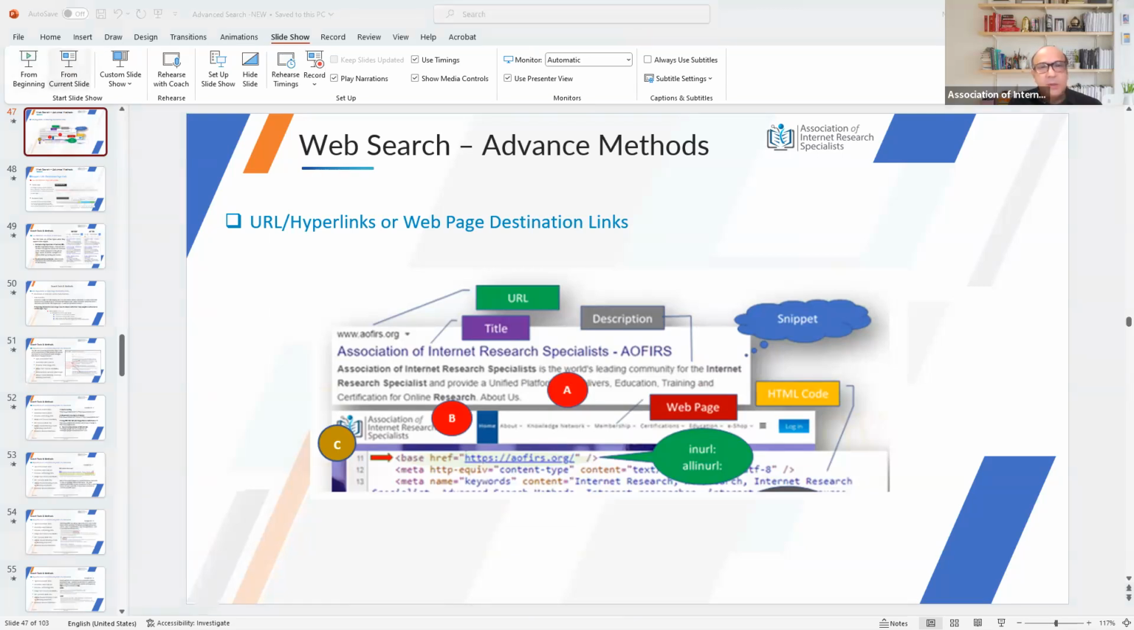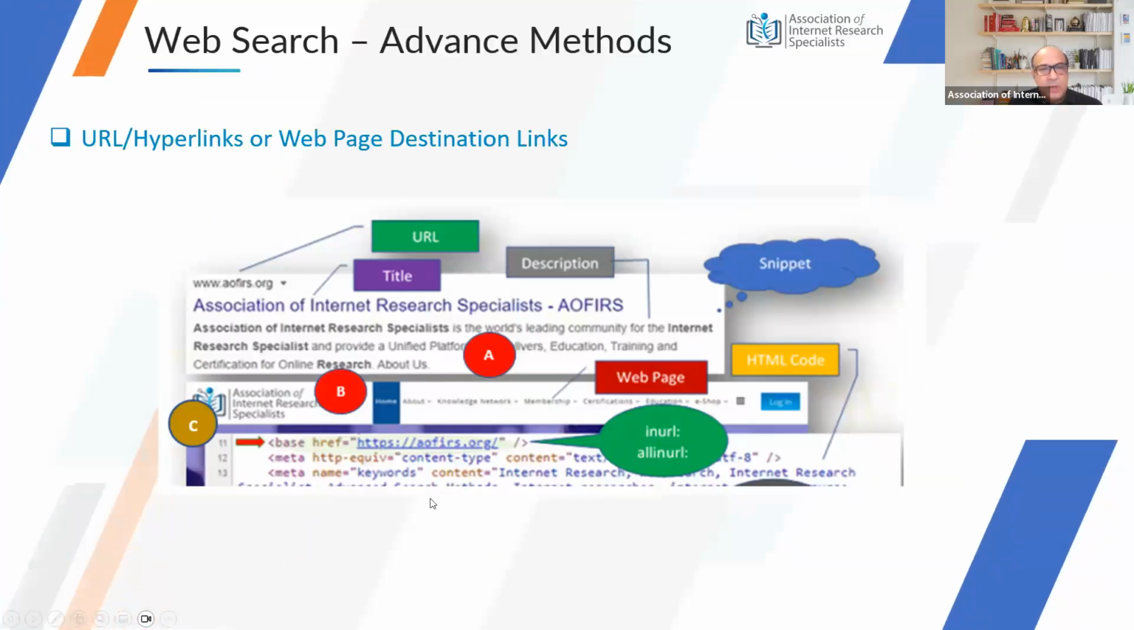In the coding side, there is a match that is done for whatever is held within a tag called href, base href, which is a tag that contains the URLs. Sometimes they're short URLs like aofirs.org, which is for the home page. And if it is membership or any other page, there will be a URL that is displayed right after the base href equals tag. And those URLs are what is queried when you run inurl.